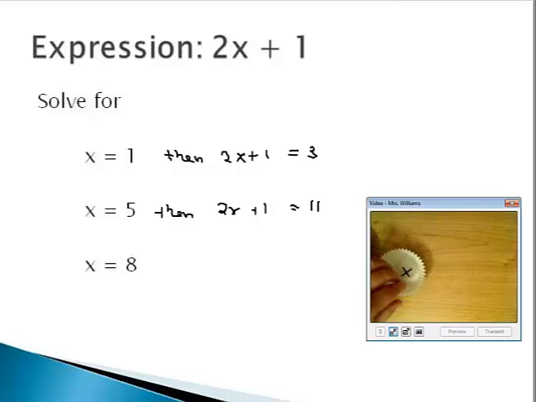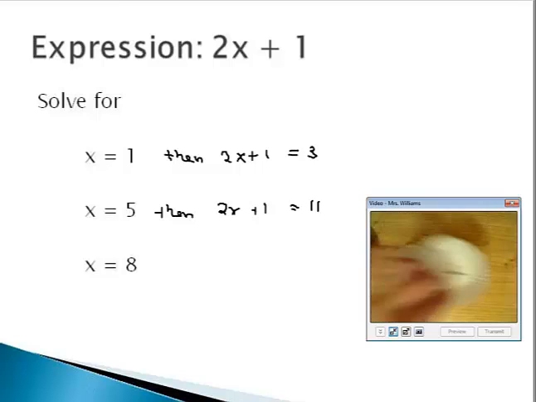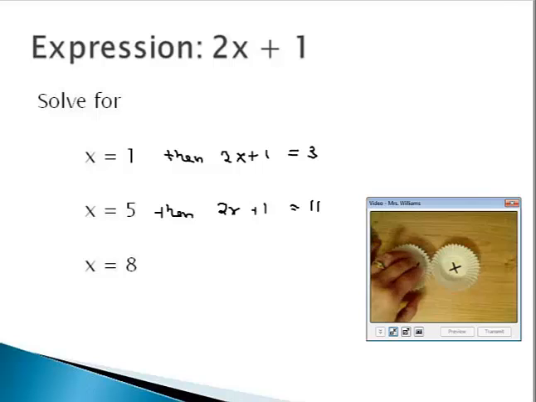Okay, so let's see how we did. So we still have 2x, because there's 2 x's in our expression, so 2 x boxes. And let's put our constant in first this time, 2x plus 1. And we're solving for x equals 8, so we need 8 pennies in each x box.